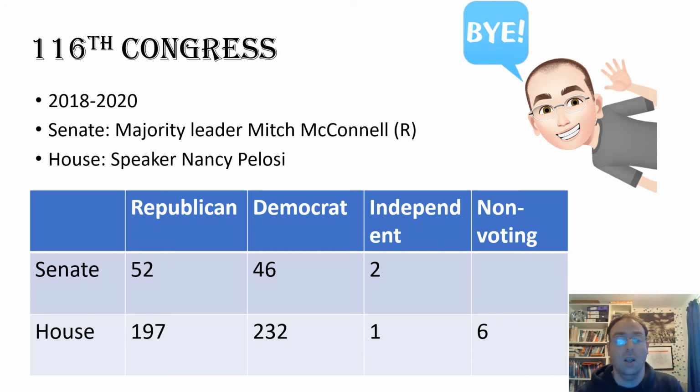Now, the House is firmly controlled in this 116th Congress by the Democrats, 232 versus 197 Republicans and an independent, and then you've also got the non-voting members of the House, which is connected to the issue with Washington DC and representation for them. Now, the Speaker is Nancy Pelosi, a Democrat, who has had some fairly major run-ins all the way through the 116th Congress with President Trump.